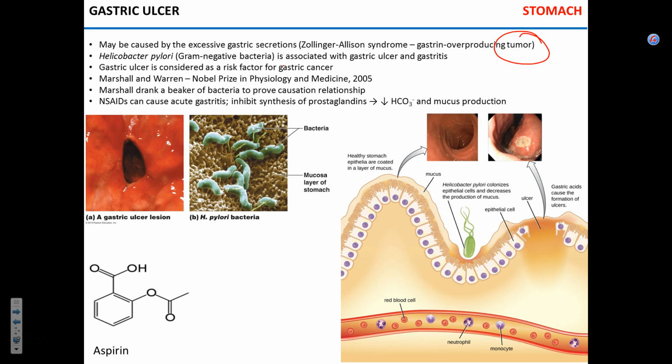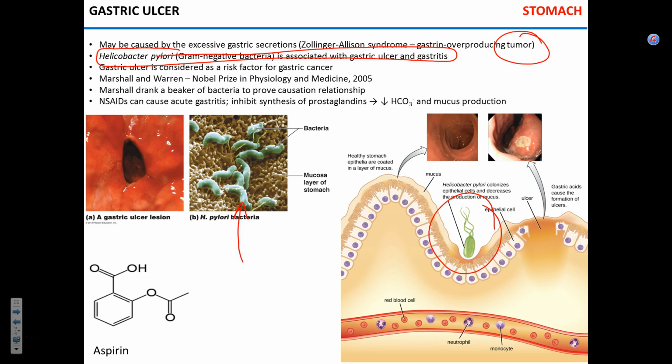H. pylori is the main cause of gastric ulcer. So, two Australian scientists, Marshall and Warren, can never remember, one of them was a microbiologist, one of them was a physician. They noticed that in biopsies of patients with gastric ulcers, they often found a microorganism called Helicobacter pylori. They spent almost a year trying to grow it in the lab, and they finally managed to, but they couldn't prove that H. pylori causes gastric ulcer. It didn't work in mice. So then one of them, and I don't remember who it was, either Marshall or Warren, got the beaker of the bacterial culture, and drank it.